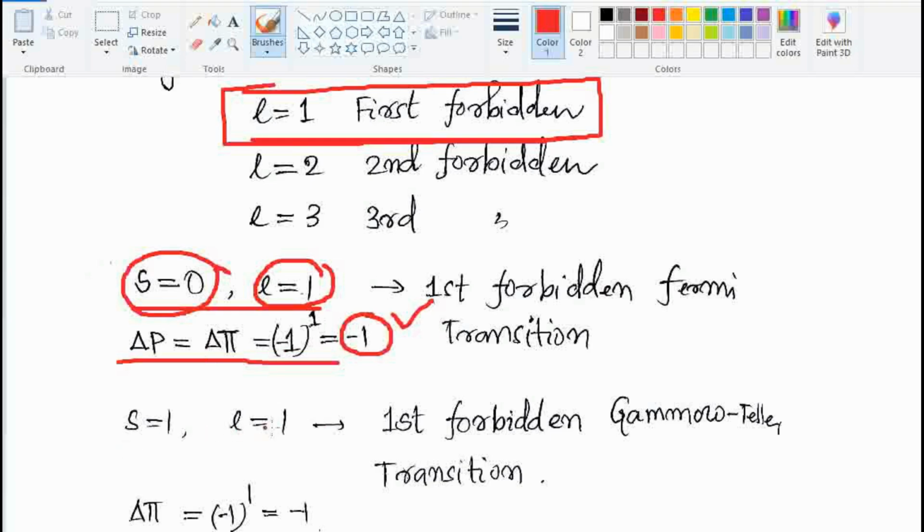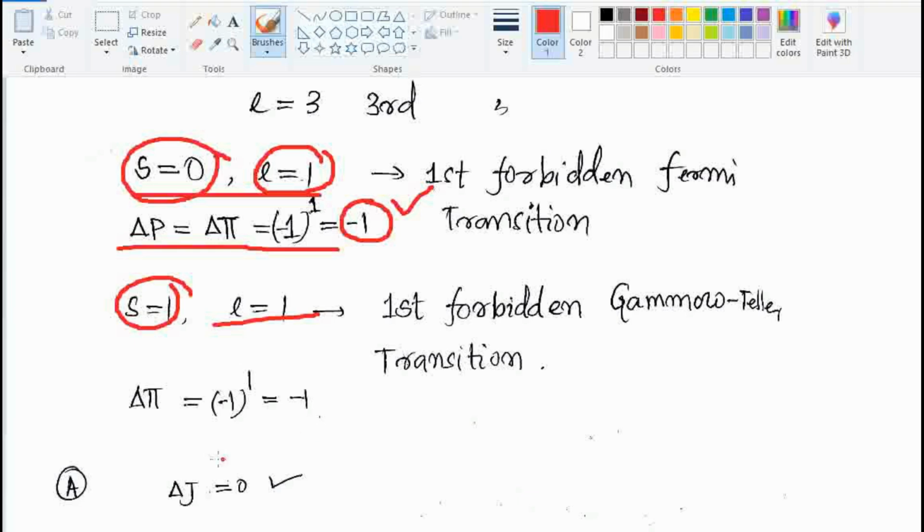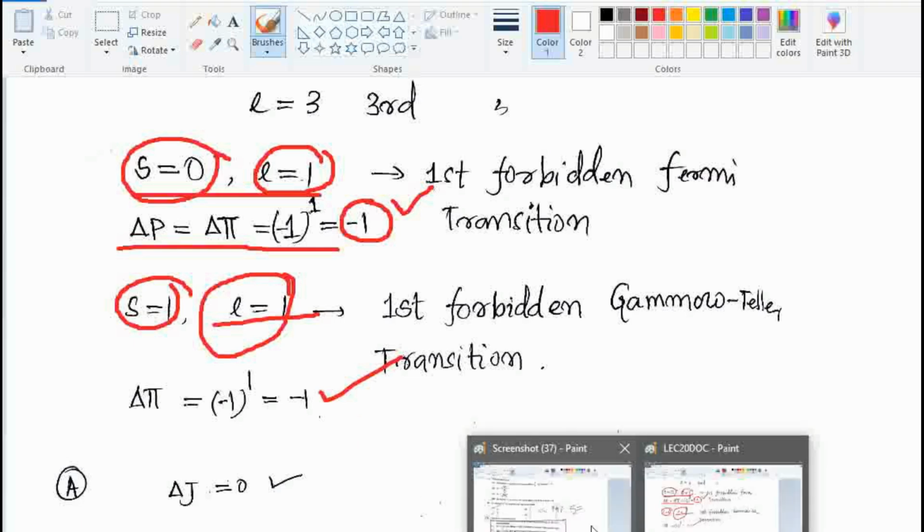Similarly, for S equal to 1, L equal to 1, it is first forbidden Gamow-Teller. S equal to 1 means Gamow-Teller, and L equal to 1 means first forbidden, not allowed. And what is the parity change? Again it depends on the L value, and L equal to 1, so (-1) to the power 1, again you get -1. That means again there is a change in parity. On this explanation, let's start doing each question by reading each solution.